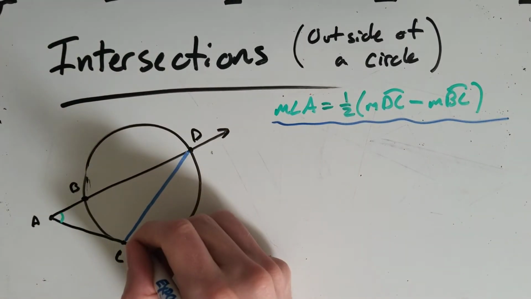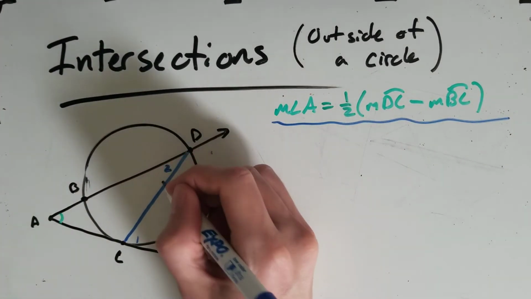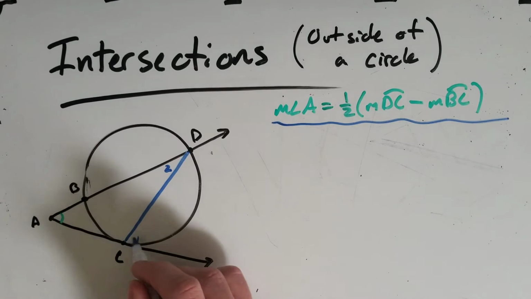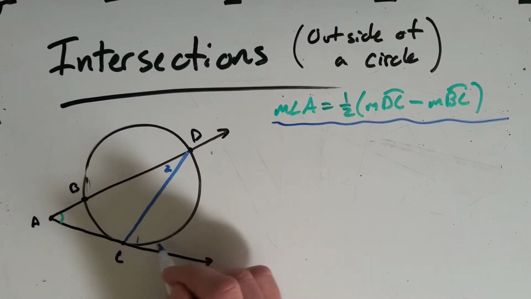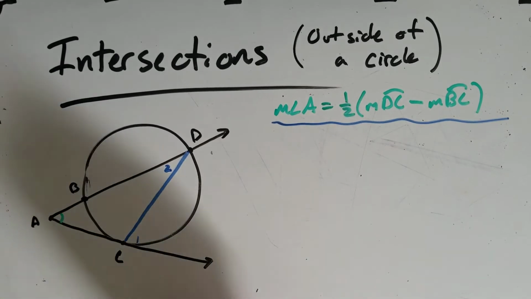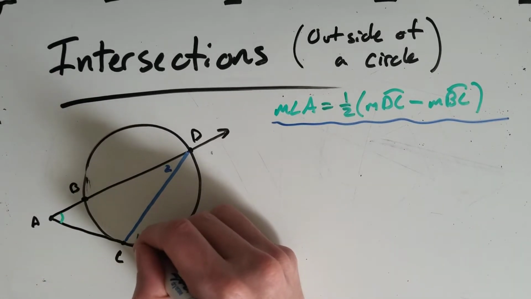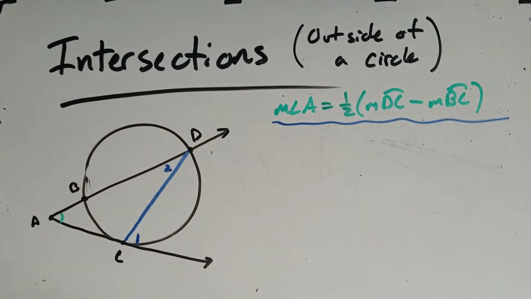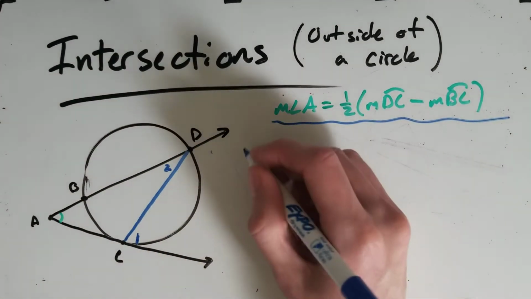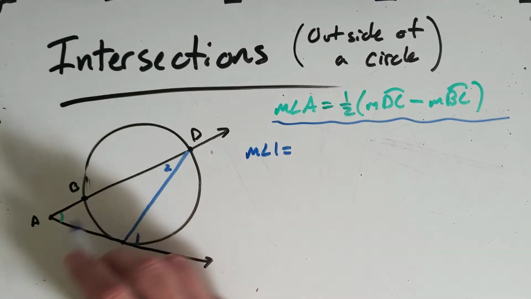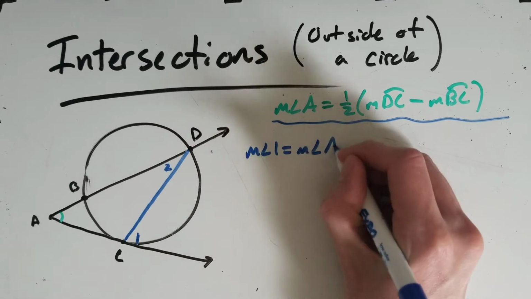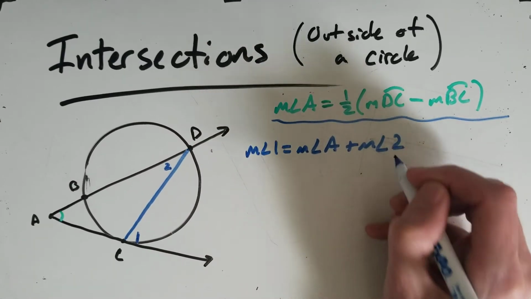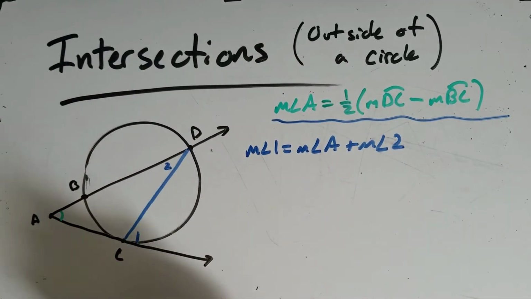And we would need angle 1 down here, angle 2. Keep in mind angle 1 is this whole angle. It doesn't stop on the circle. Angles are made by rays, not by a curve like this. So angle 1 is this whole angle. And what we know is, well, we know angle 1 is equal to measure of angle A plus the measure of angle 2 from our exterior angle theorem.